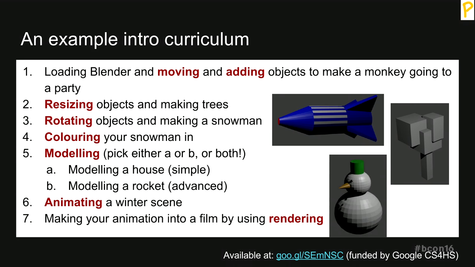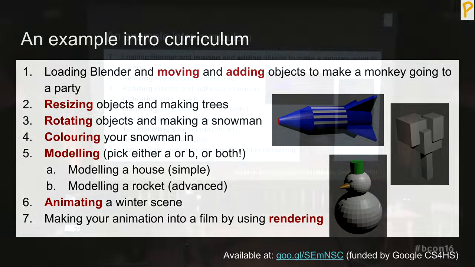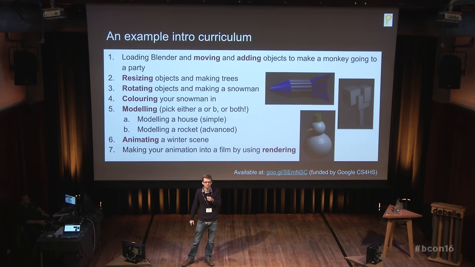But what we've done, each one of those bullet points is a video. It's a three, four, five-minute video. So the student will learn about moving and adding objects to take a monkey to a party. Okay, that's the first video. They've got a task there. They can go and do that, and then they can see how they get on. Then we learn about resizing objects to make trees. That's my very poor attempt at making a cube tree.